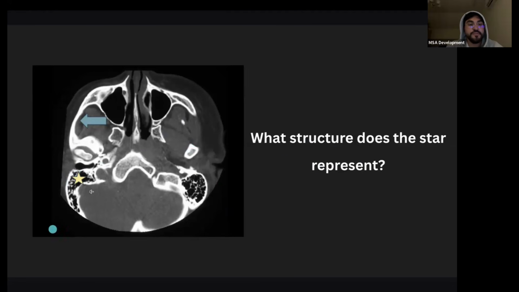What structure does the star represent? So the star actually represents the mastoid air cells. Okay. So if you can appreciate that this is the ear right here, and this is the mastoid air cells.